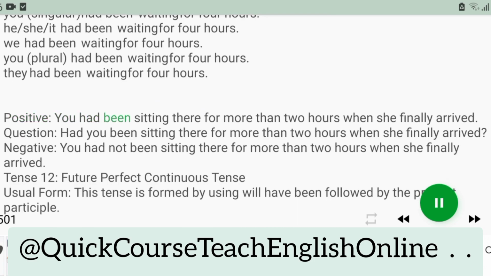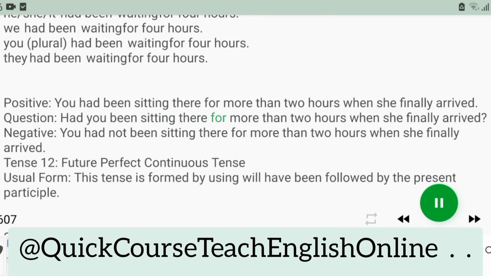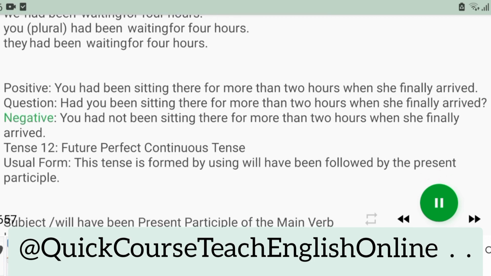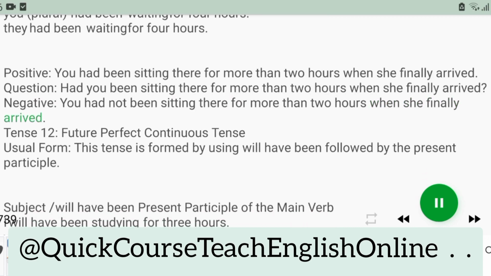Positive. You had been sitting there for more than 2 hours when she finally arrived. Question. Had you been sitting there for more than 2 hours when she finally arrived? Negative. You had not been sitting there for more than 2 hours when she finally arrived.